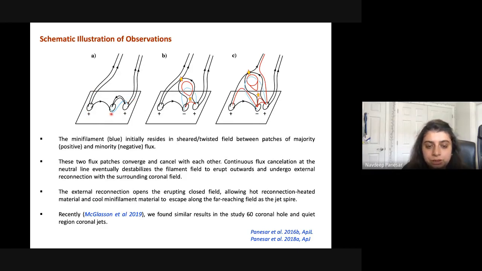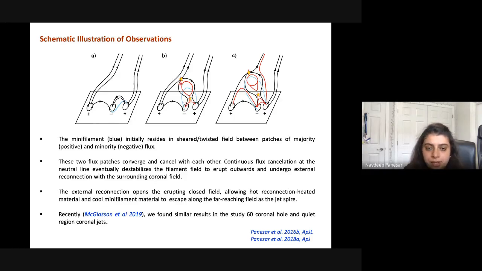Initially, these two patches are far away from each other, like we have seen in HMI observations. With time, they converge towards the neutral line and cancel with each other. The continuous flux cancellation at the neutral line eventually destabilizes the field that holds the mini-filament plasma. Reconnection occurs among the field that holds the mini-filament plasma at this location. So you see a jet bright point at the location of the mini-filament plasma, where it was rooted prior to the eruption, at this location where my lower star is.